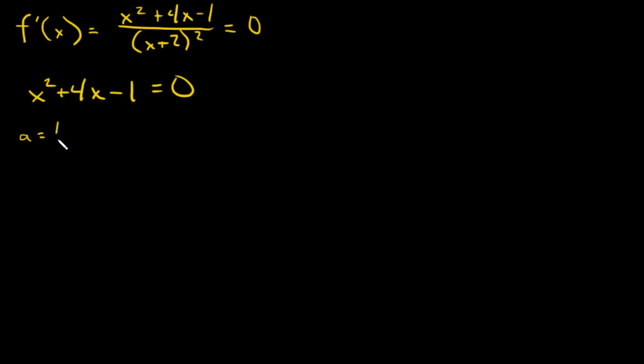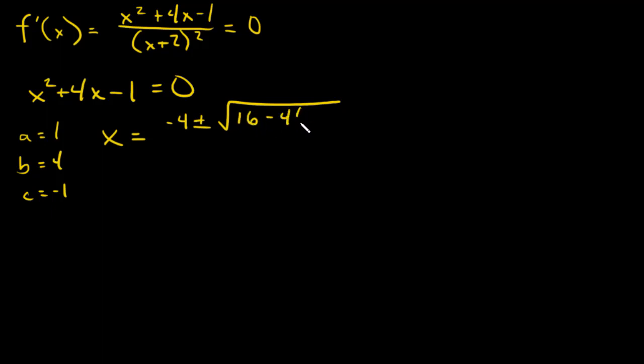So here we go. A is 1, B is 4, and C is negative 1. So when I set it up, x is equal to negative b, so negative 4, plus or minus the square root of b squared, 16, minus 4 times 1 times negative 1, and then all of that over 2 times 1, which is 2.